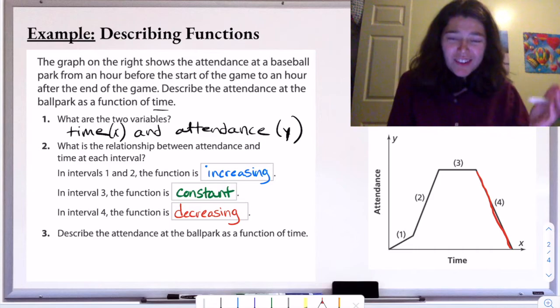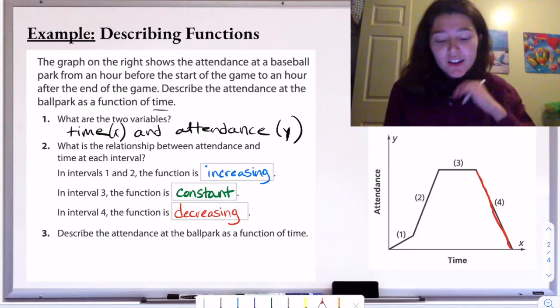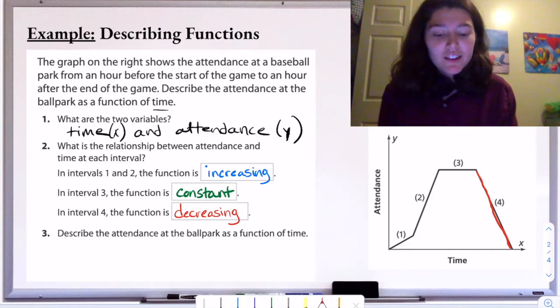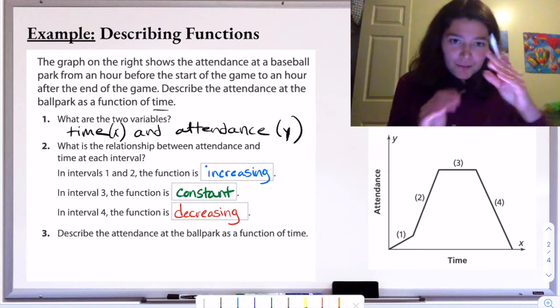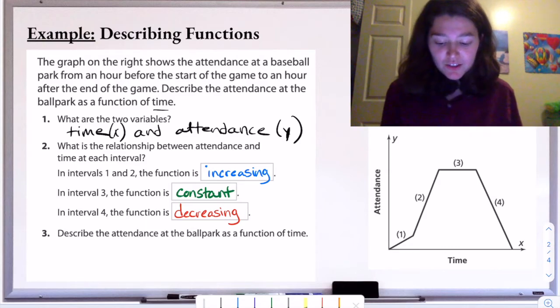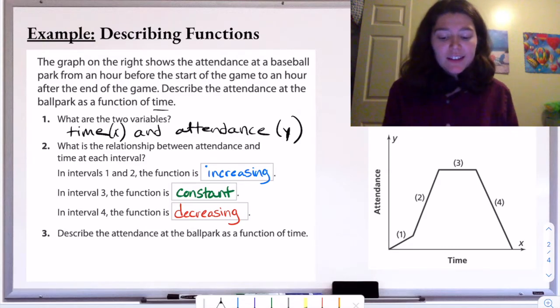Awesome. Okay, so that's really all describing functions are. All of these components are linear intervals, right? Even though it's not overall a linear function, it's made up of parts of lots of linear functions. And then finally, it asks us to describe the attendance at the ballpark as a function of time.